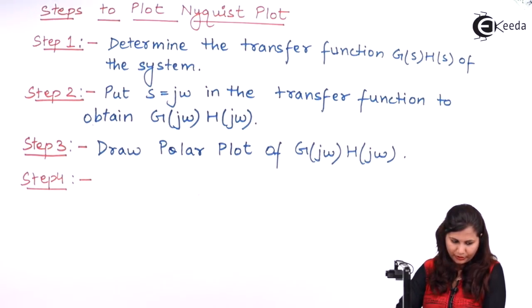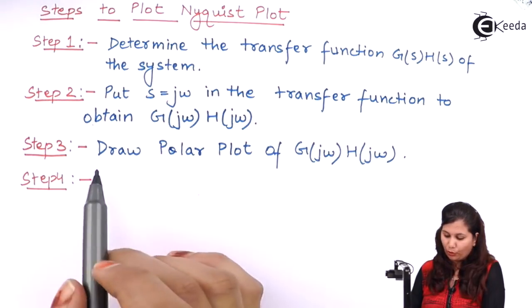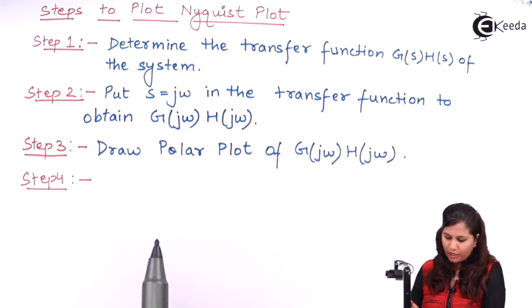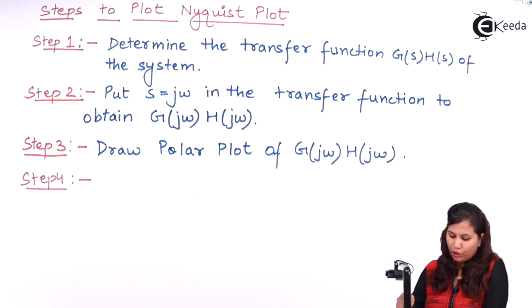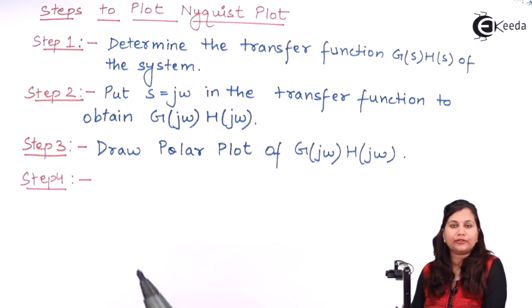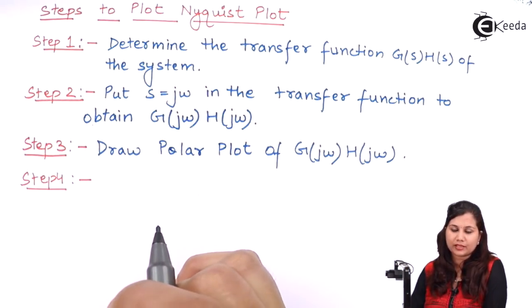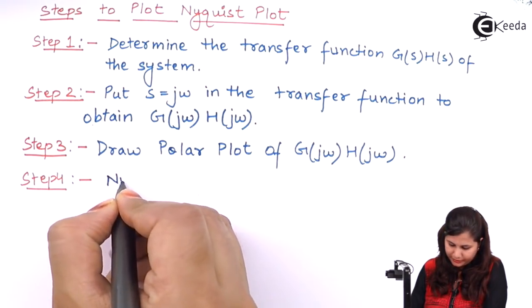Step number 4 is, the Nyquist plot is obtained by drawing the mirror image of this polar plot when omega is varying, that is the frequency is varying, from minus infinity to infinity. So just draw the polar plot and draw its mirror image so that you will obtain the Nyquist plot.